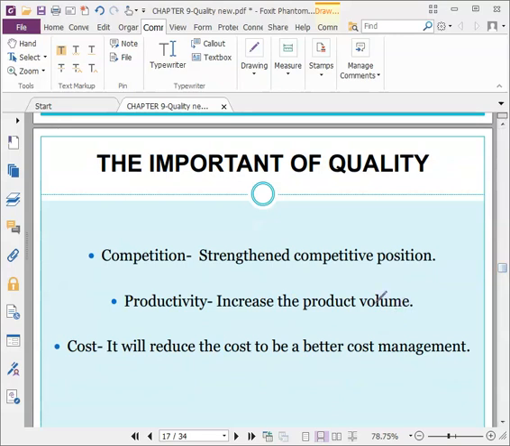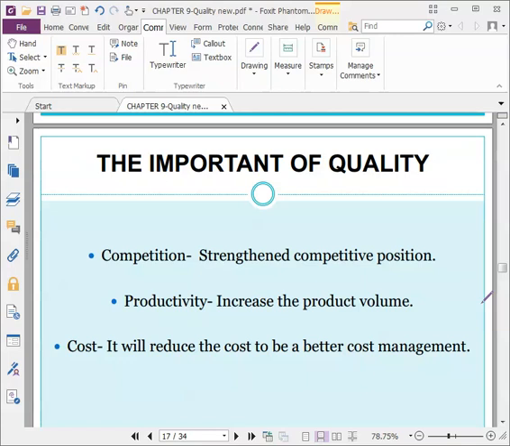Okay, it's very important. The quality is very important, and then the cost, it will reduce the cost to be a better cost management. Okay, kalau kita menghasilkan produk yang berkualiti, nanti itu akan mengurangkan cost lah, reduce the cost to have a better cost management. Okay, so produk kita tak akan membazir, kita akan ada ramai customer yang akan beli, so dapatlah increase our profit.